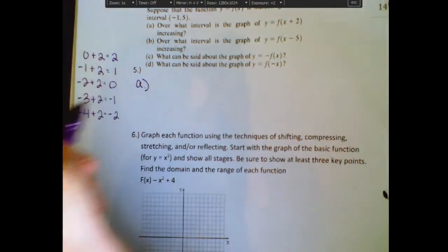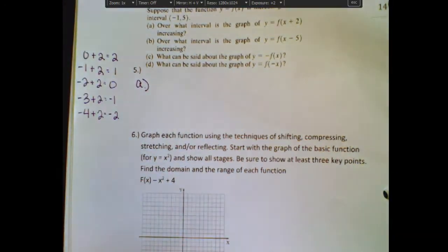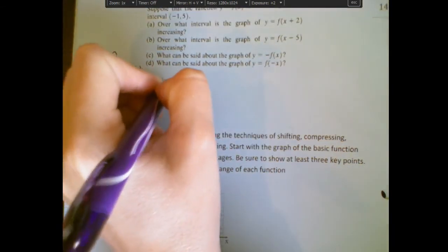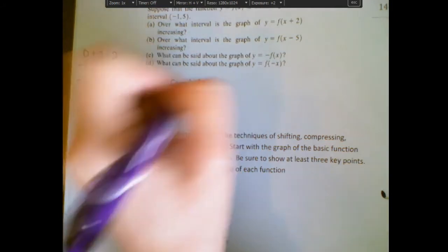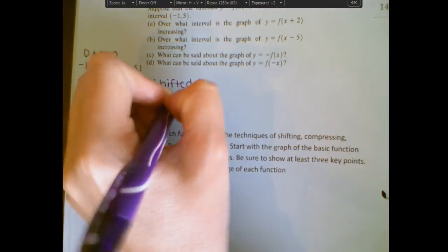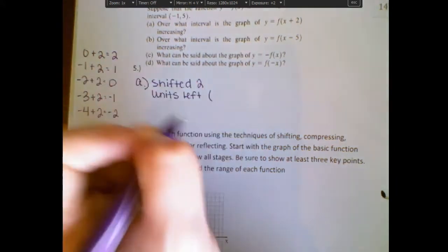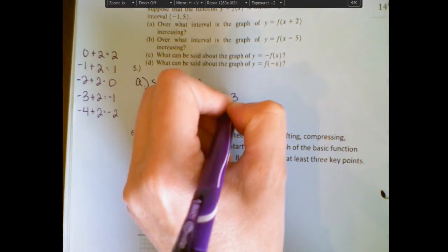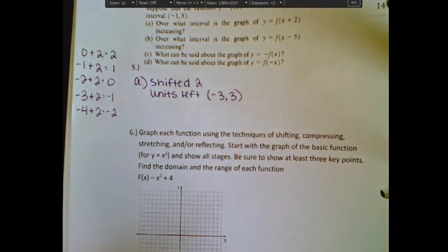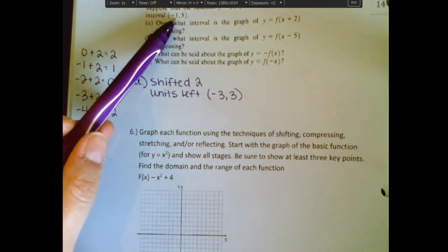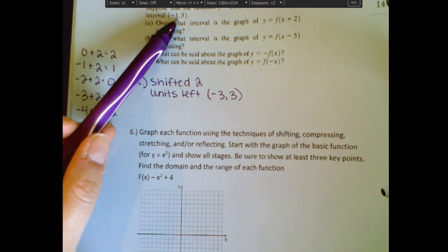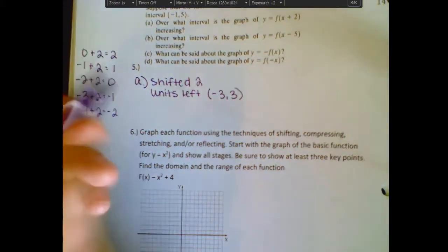So the other way that you could more easily do this is if this is a plus 2, you know that it's shifted 2 units left. Therefore, it would be increasing in the interval negative 3 to 3. And the way we got the negative 3, 3, I'm shifting both of these original points 2 to the left. So negative 3 and 3.